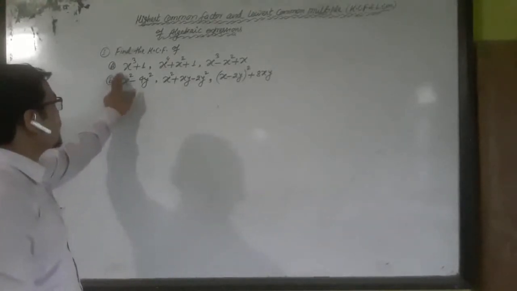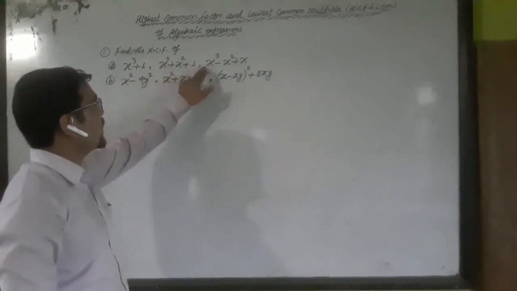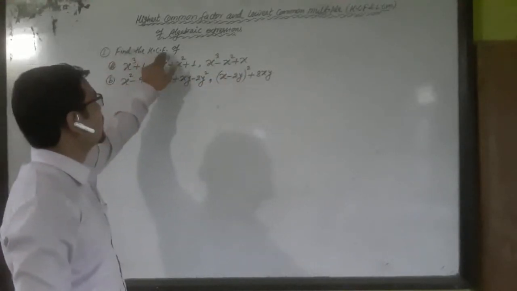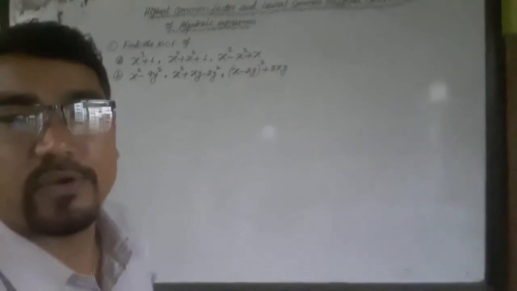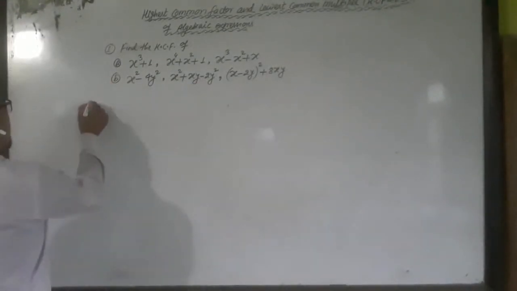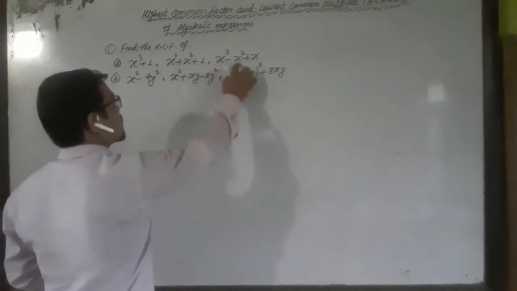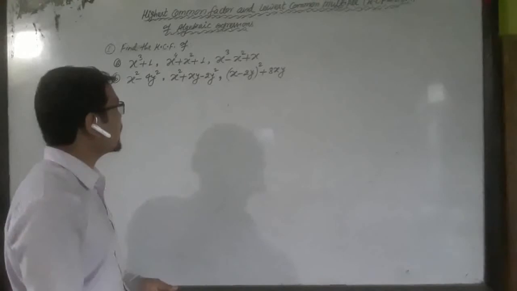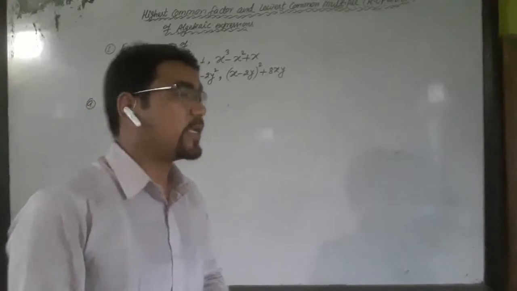So here the first question is: x cube plus 1, next expression x power 4 plus x square plus 1, next is x cube minus x square plus x. This is asking to find the H.C.F, the highest common factor, of these expressions. So all of you look here. I am going to solve this first question. This is the first expression, this is the second expression, this is the third expression. That means we have three expressions given in the question. All the given expressions are to be factorized at first, then we have to find the H.C.F.